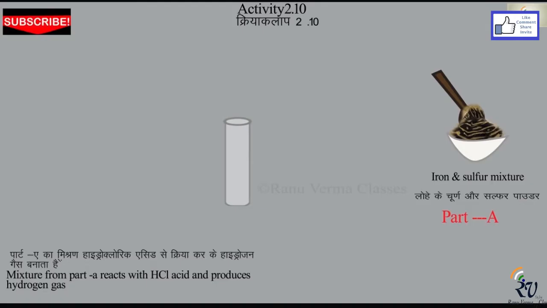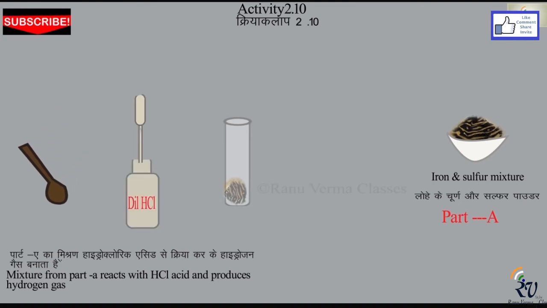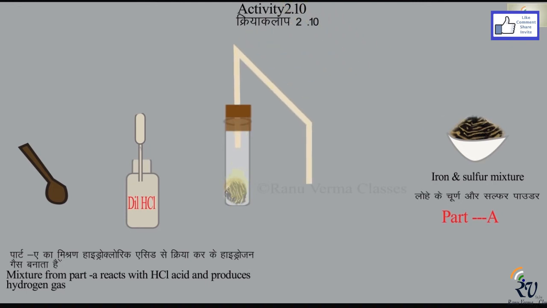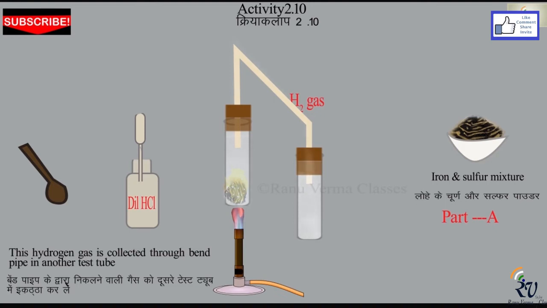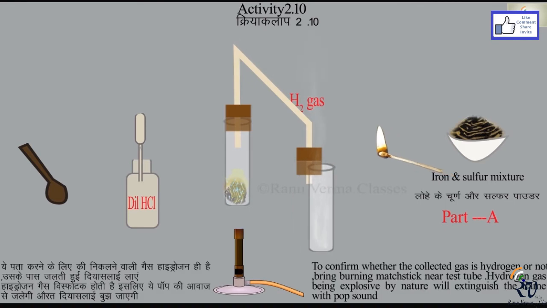Now the third practical. Take part A in a test tube. Add dilute hydrochloric acid and place the cork. Now attach this with another test tube with a bent pipe. Now heat it slowly. You can see a colorless and odorless gas coming out, which will be collected into another test tube. Now slowly remove the second test tube and bring a burning matchstick over the mouth of the test tube.